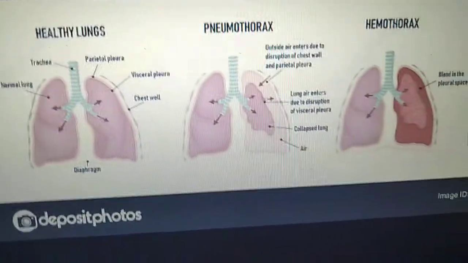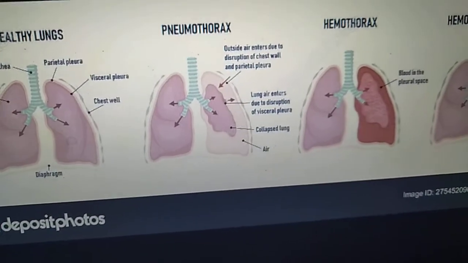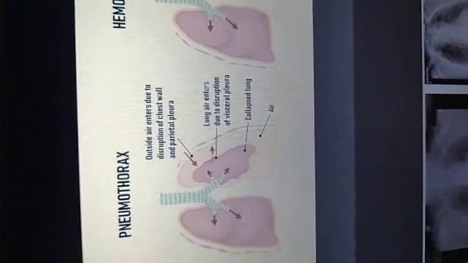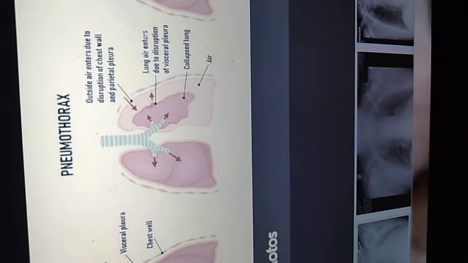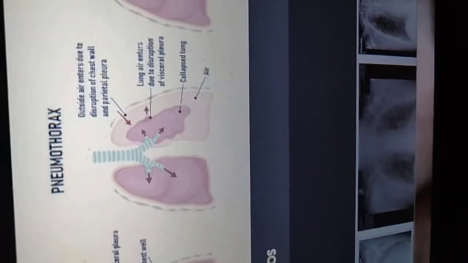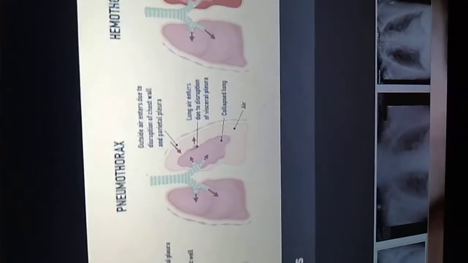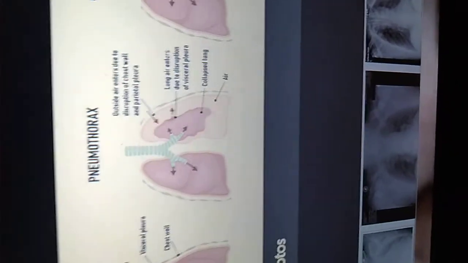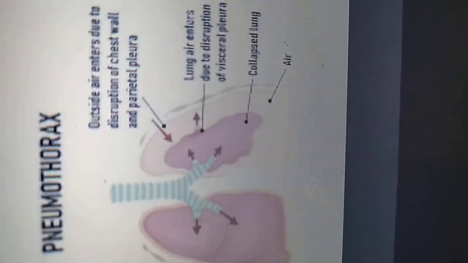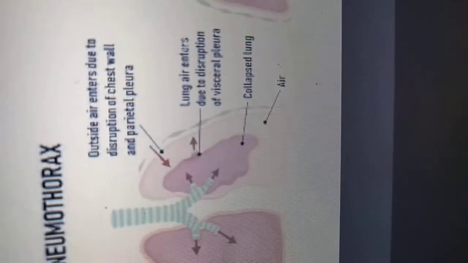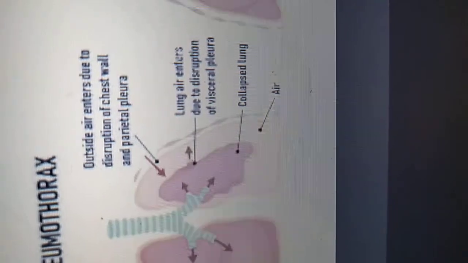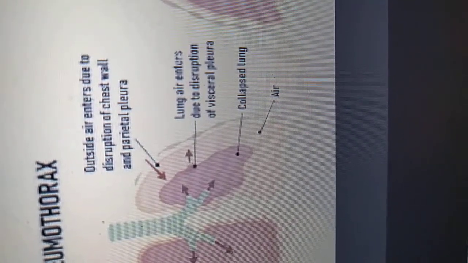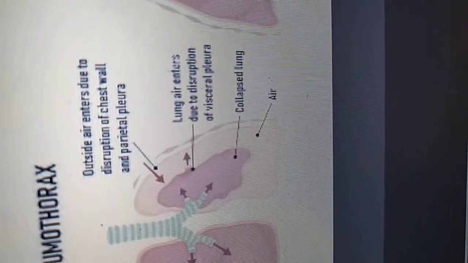So okay, let's start. Pneumothorax. What is pneumothorax? Pneumo, as you know very well, means air in the lateral side of the lungs. As you can clearly see, outside air enters due to distortion of the chest wall and parietal pleura, and air enters the lungs due to distortion of the visceral pleura and collapses the lungs.